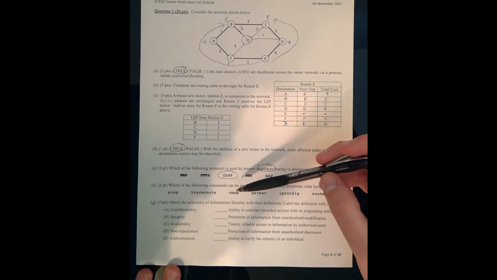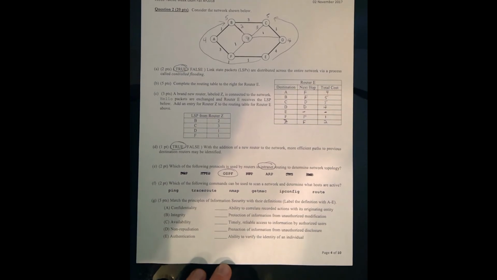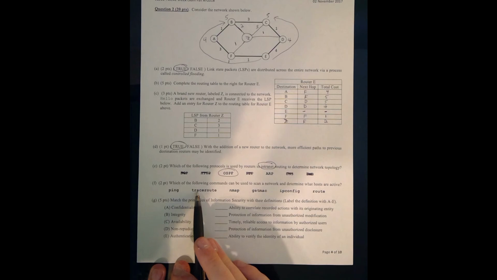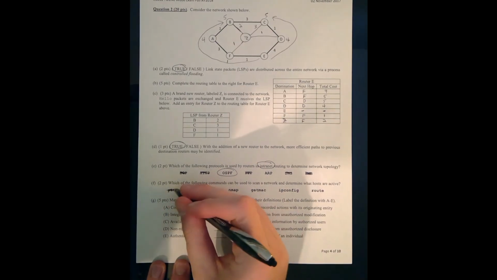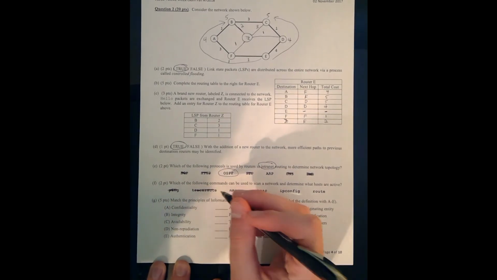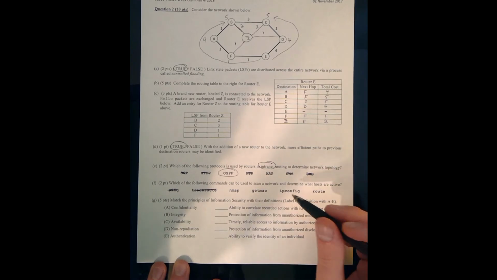Which of the following commands can be used to scan a network and determine what hosts are active? So this is a question from the lab exercises. Keep in mind that those can be tested. We can ask you questions about things that we did in the security exercises. So to scan a network, ping is for a specific host if we're looking to contact it. So that's not it. Traceroute is going to tell us what the hops are to get somewhere.